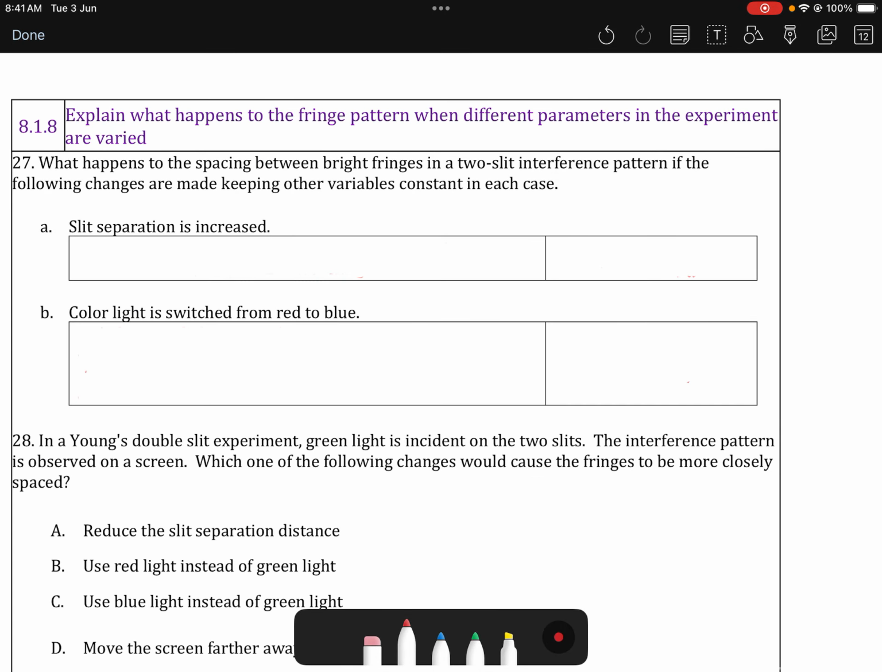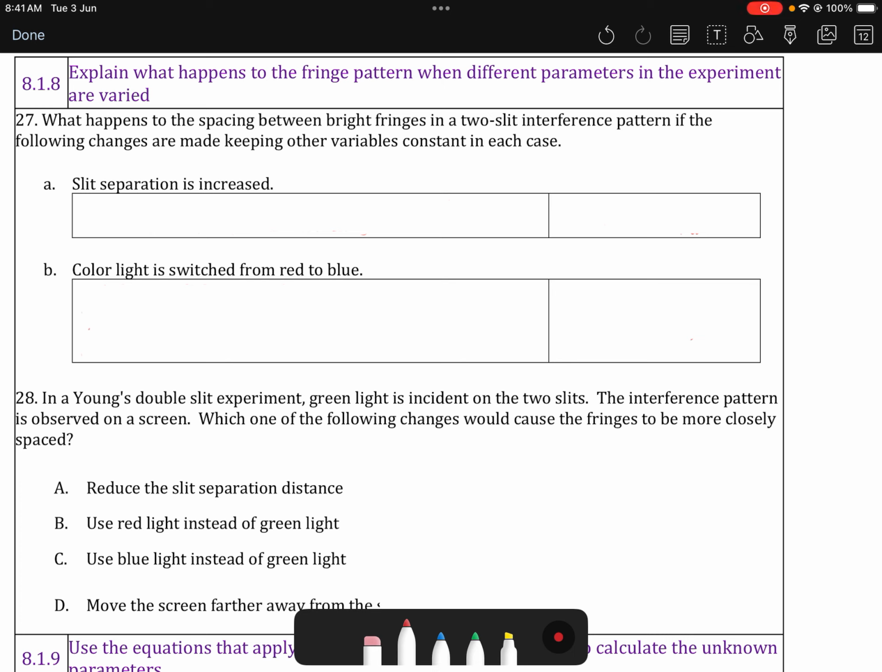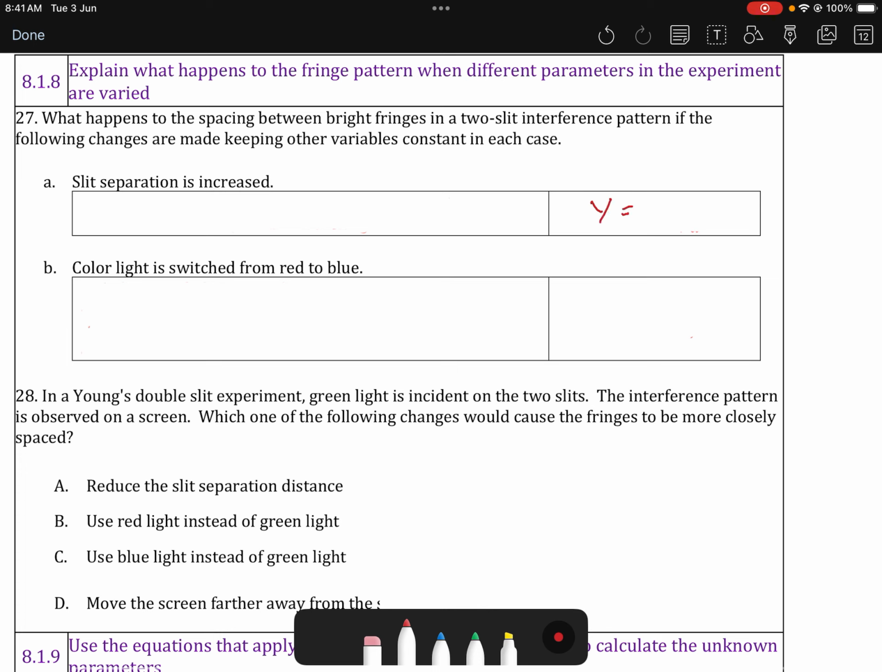Okay. Now, next, what happens if the slit separation is increased? We know that Y bright equals lambda times L over D times m. Now, if D increased, Y will decrease. So we can write now our own words here to express this. I will keep the answer key answer.